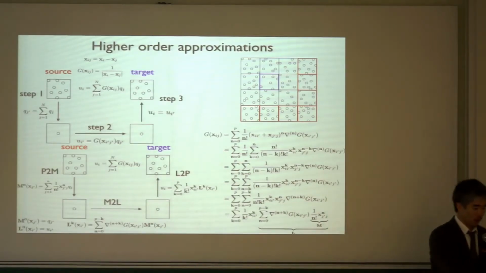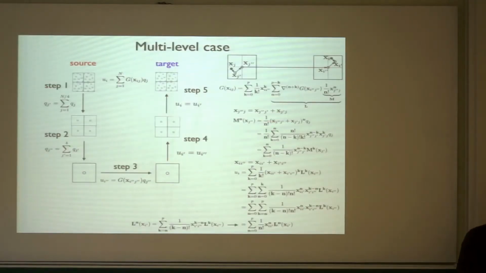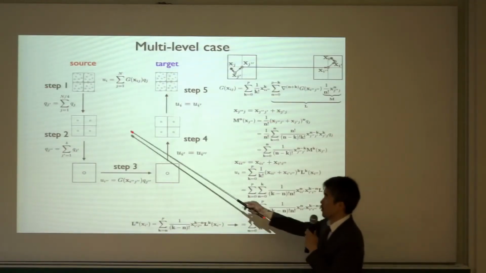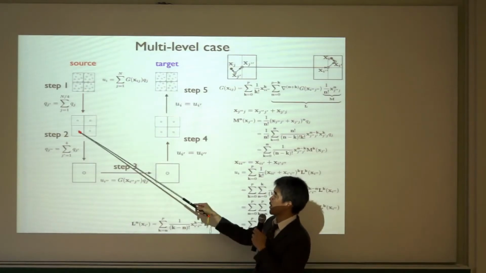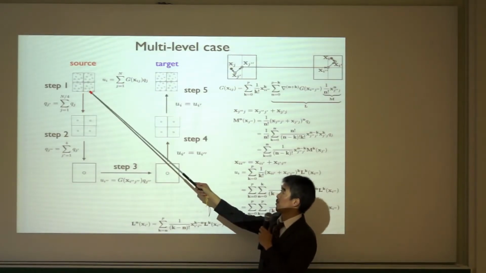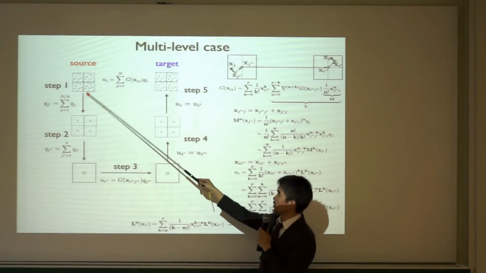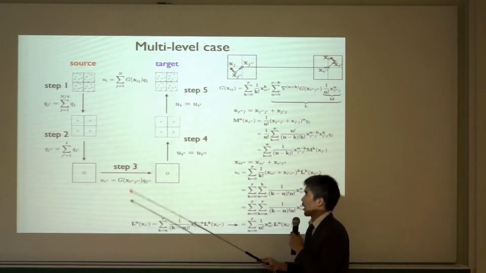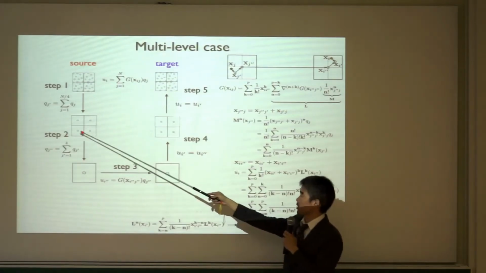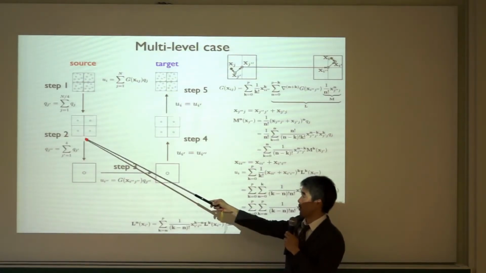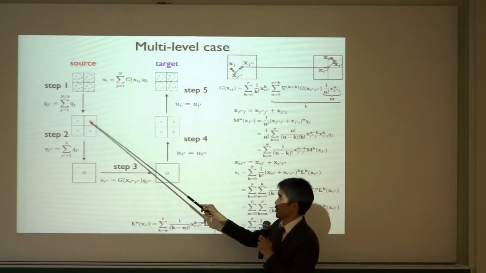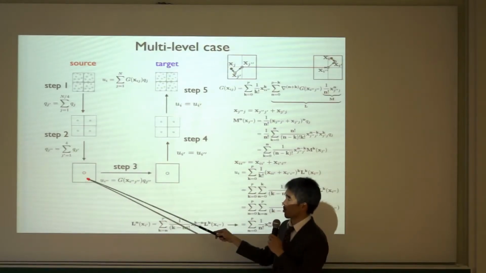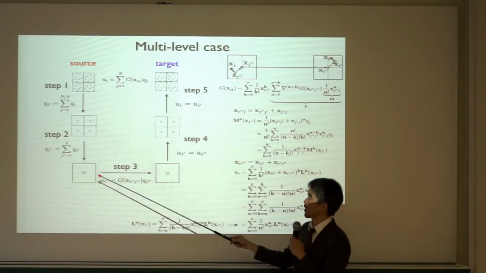So now we move to the multi-level case. Remember, we had a case where we have more than one level. We had to move from here to here to here to here to here to here. So how do we do this intermediate step? We need to change a multiple expansion of these boxes into another multiple expansion for a bigger box.